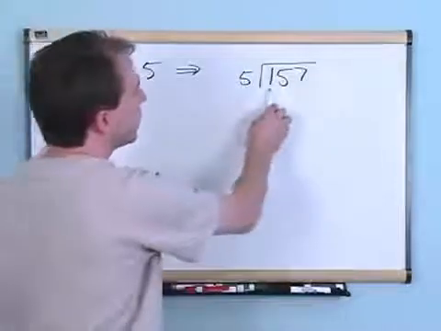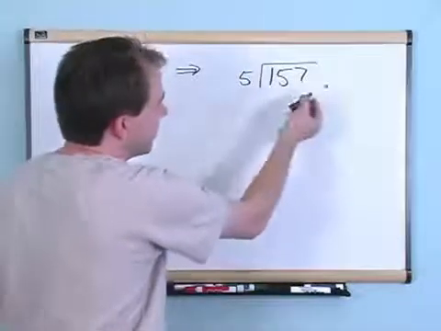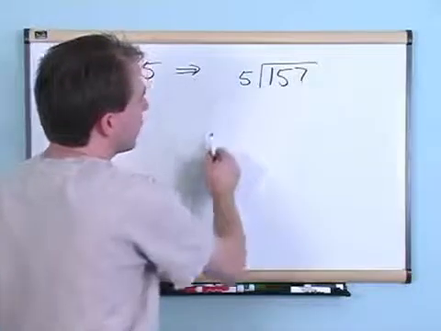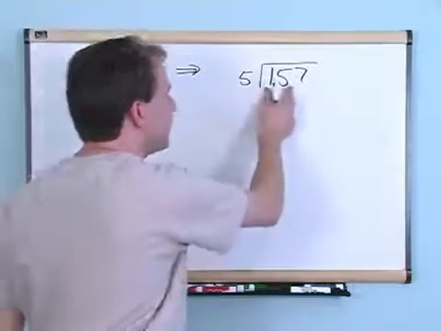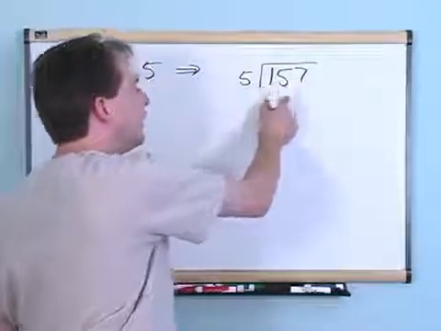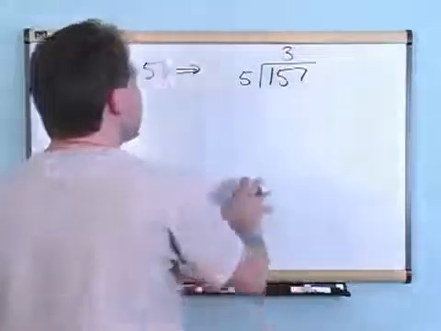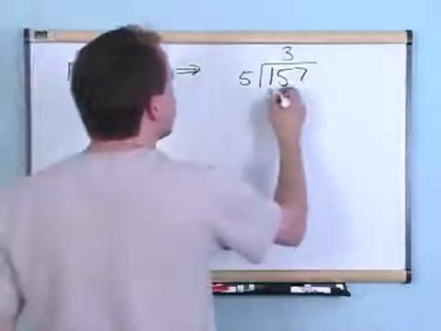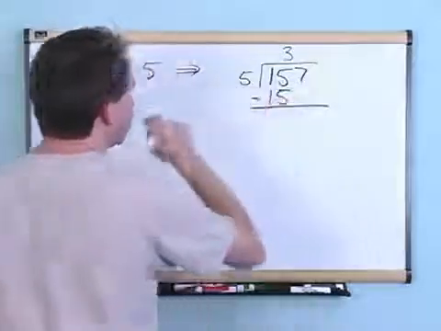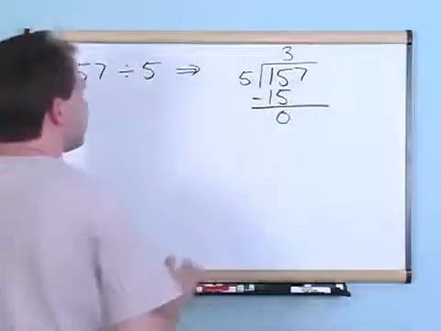So we tried to look at the first digit. We couldn't divide it because this is too small. It's smaller than the number you're dividing by. And we go ahead and expand our view and look at the two digits, and we say, sure, 5 times 3 is 15. So let's go ahead and work through it. 5 times 3 is 15. Okay? We subtract, we're going to get 0 here.